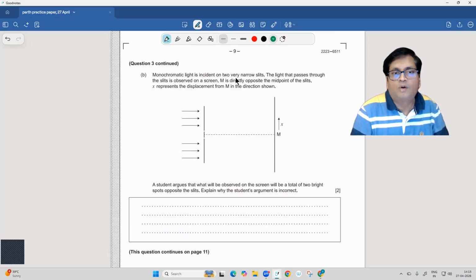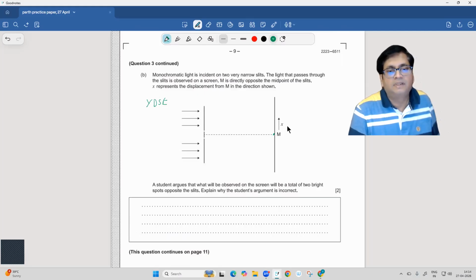Monochromatic light is incident on two very narrow slits. So they will make a Young's double slit pattern, right? This is a YDSE experiment. The light that passes through the slits is observed on a screen. M is the point directly opposite the midpoint of the slits. X represents the displacement from M in the direction.